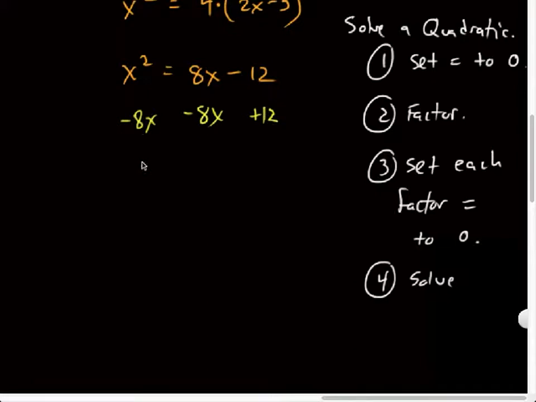So I'm going to set it equal to 0, so I'll bring these all to one side. So I'd have x squared minus 8x plus 12 equals 0. Technically, there are other ways of solving this.